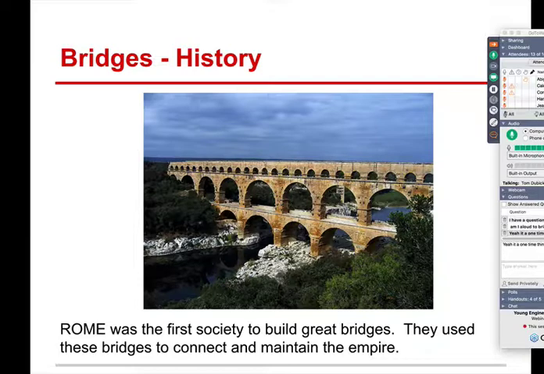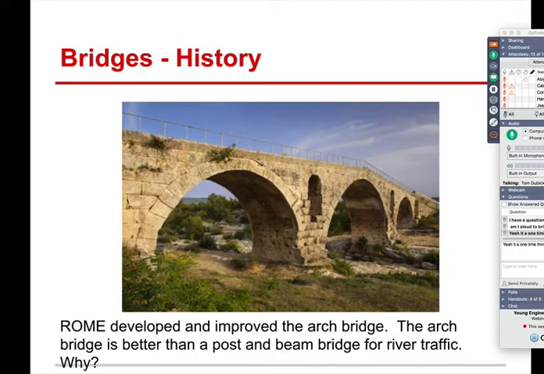Real quick history of all this. Rome was the great bridge building culture. They were the first to connect to the mainland and maintain their empire. They used the arch bridge, which used rock, which is cheap because you can find it everywhere, but it's labor intensive, and that's why they had to have slaves.